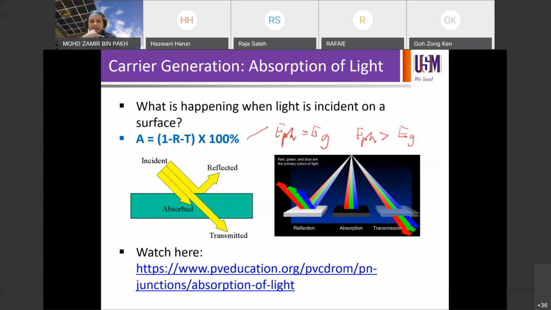So when the EPH is less than Eg, the semiconductor material will behave as a transparent material to the photons. If you look at the silicon wafer, for example, it's not transparent, it's opaque. However, photons at certain wavelengths will be transparent to the material, even though the material itself is not transparent. So you have to understand this concept when the EPH is less than Eg.